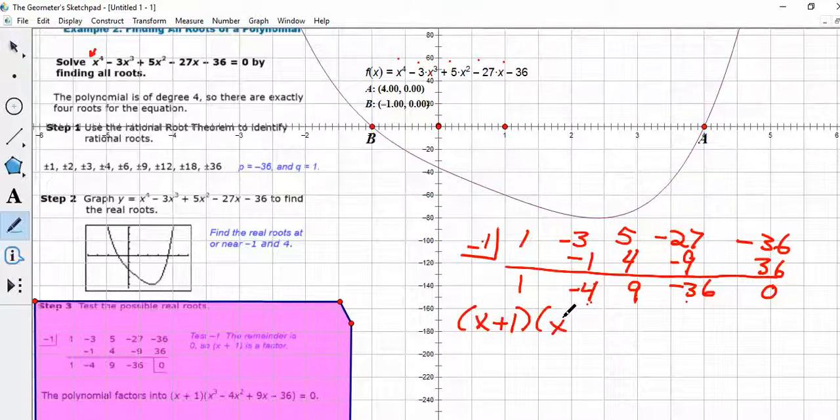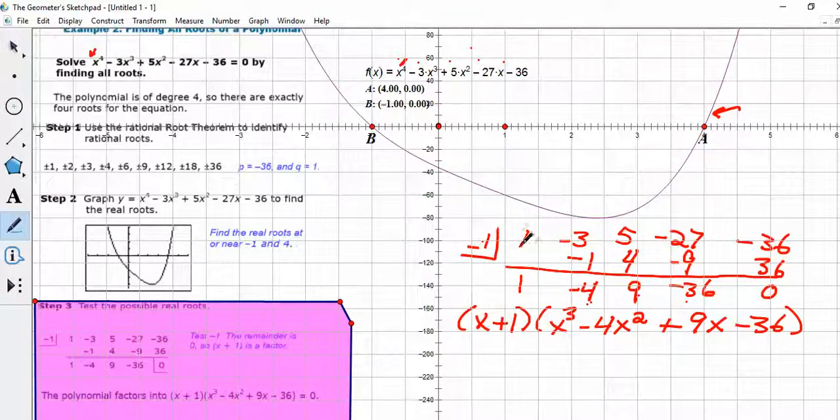So this would be 1x to the third, because you reduce each exponent from the original function by 1. So I'm going to start with 1x to the third minus 4x squared. These numbers are coming from my last part of the synthetic division, plus 9x minus 36. Okay? Now I also want to test the root of 4.